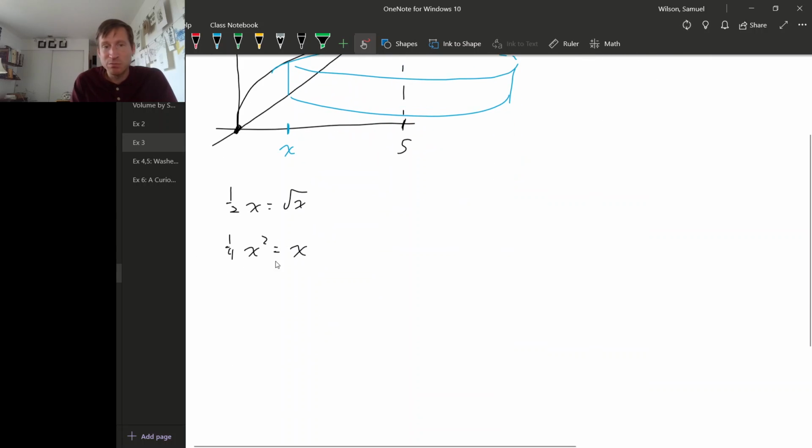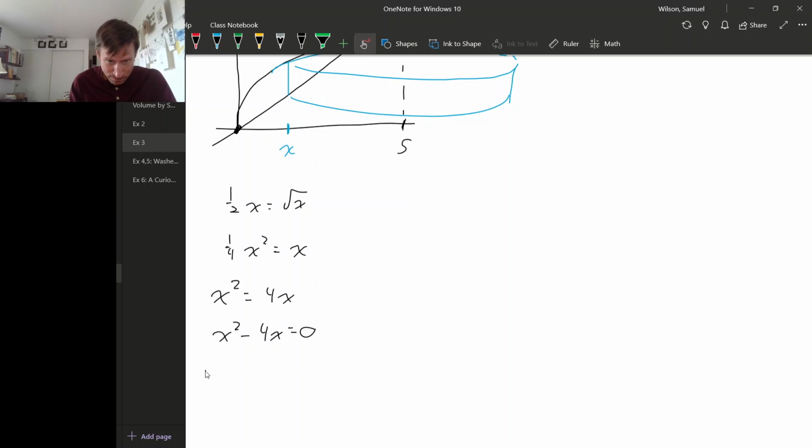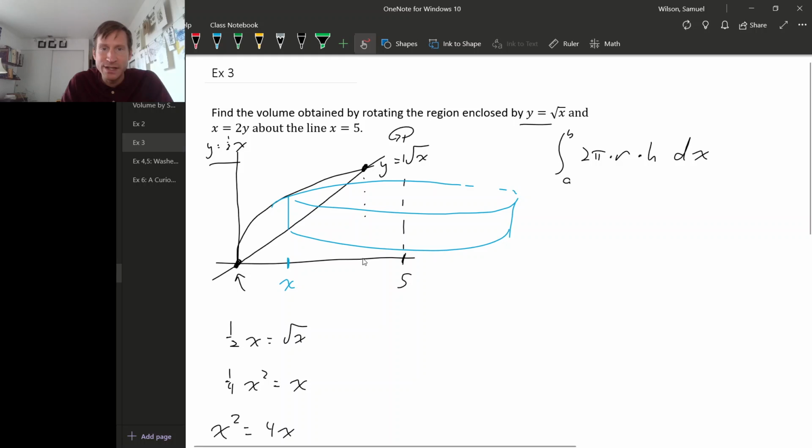And then I guess multiply both sides by 4. X squared equals 4x. Move the 4x to the other side. X squared minus 4x equals 0. And then factor. X times x minus 4. And so we get x equals 0, which is an intersection point that we no doubt knew about already, but also x is 4. So this top intersection point is at x equals 4. So our bounds are going to be from 0 to 4.